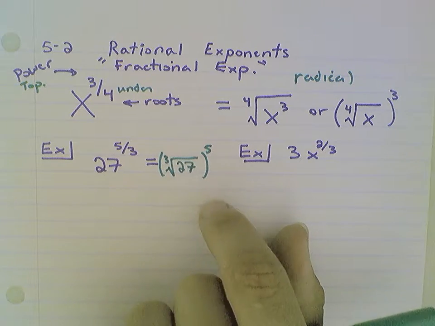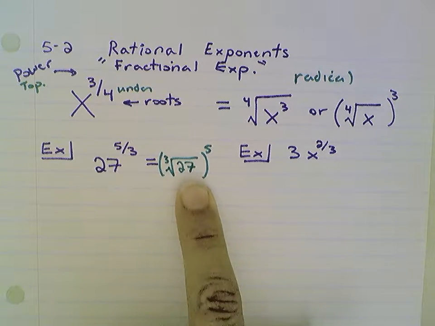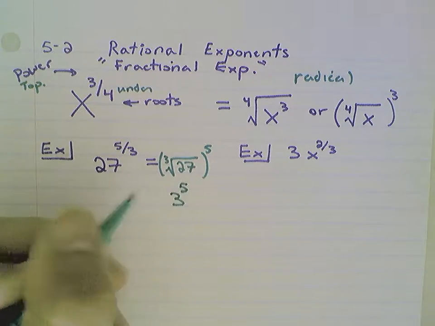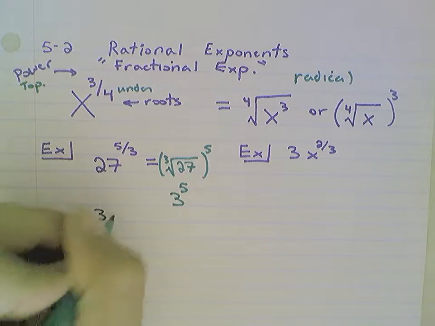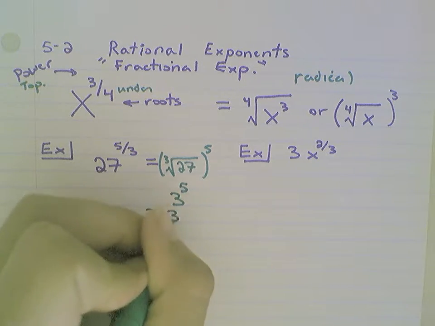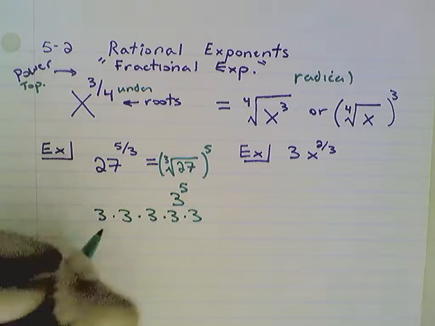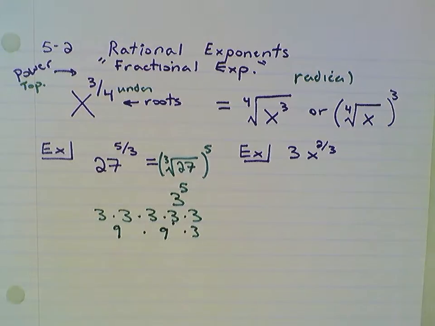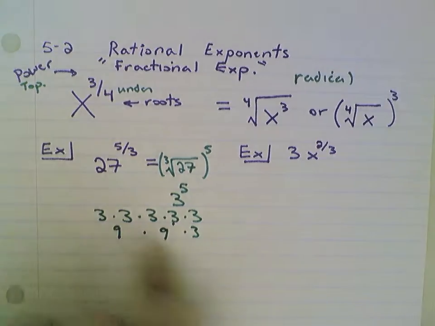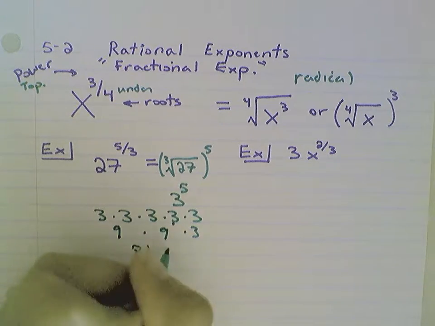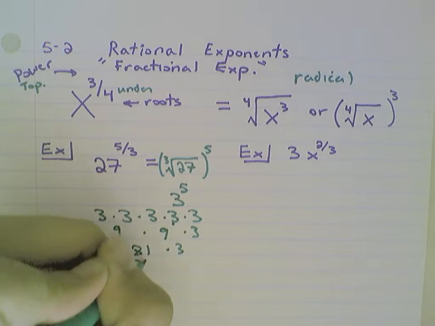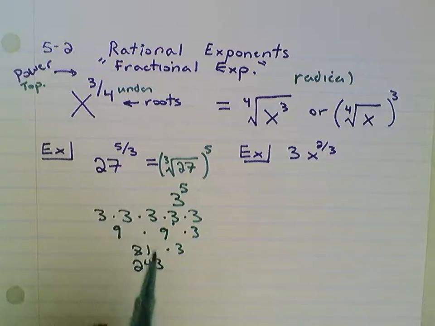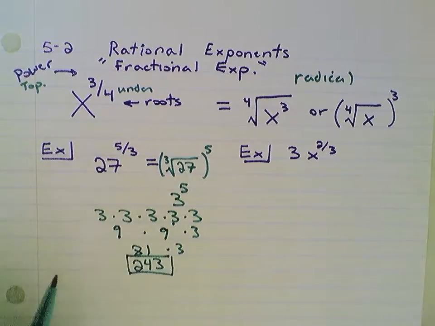If you take the power first, usually the number will get too big to really be able to find roots easily. So if I take the 3rd root of 27, the 3rd root of 27 is just 3, and then 3 to the 5th power is really just 3 times 3 times 3 times 3 times 3. 3 times 3 is 9, 3 times 3 is 9, times 3, and then 9 times 9 is 81, and 81 times 3 is 243. So 27 to the 5/3 power is equal to 243.